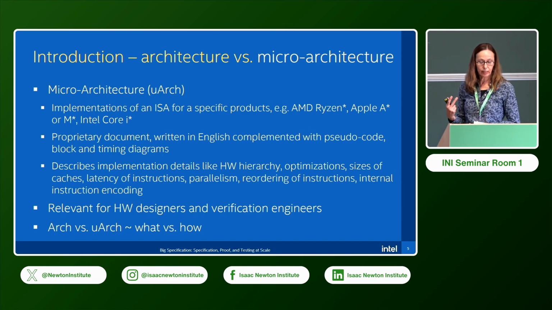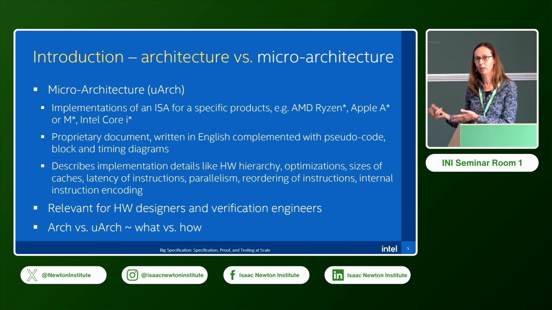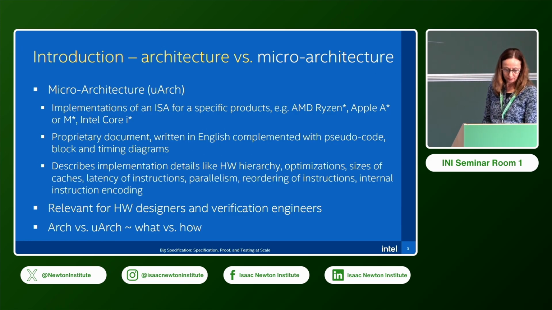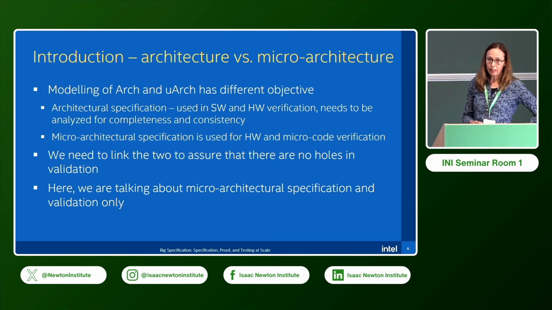Microarchitecture specification is relevant for hardware designers to finish the project, and also for verification engineers. The machine should still implement ISA, so it's not that interesting for software engineers. You can look at it that while ISA says what is implemented in the machine, the microarchitecture describes how exactly it is implemented. So it has different objectives.